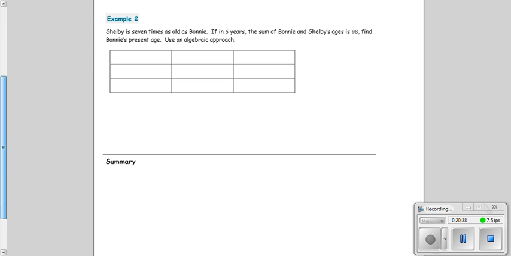Example 2. Shelby is 7 times as old as Bonnie. If in 5 years the sum of Bonnie and Shelby's ages is 98, find Bonnie's present age and use an algebraic approach.